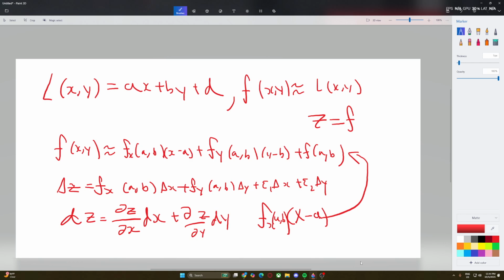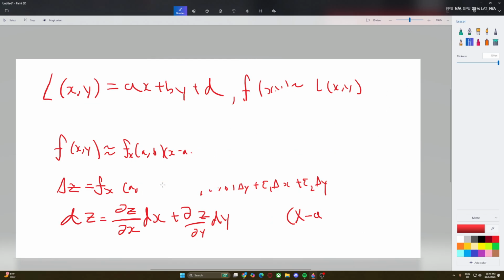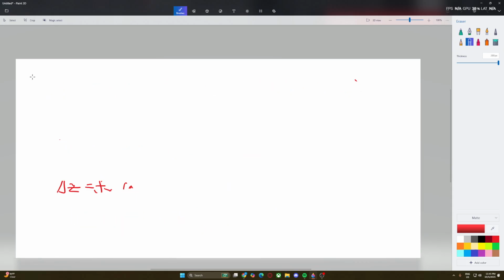Alright, so okay, basically let's start with a problem like this. So we have a cone that looks like this.